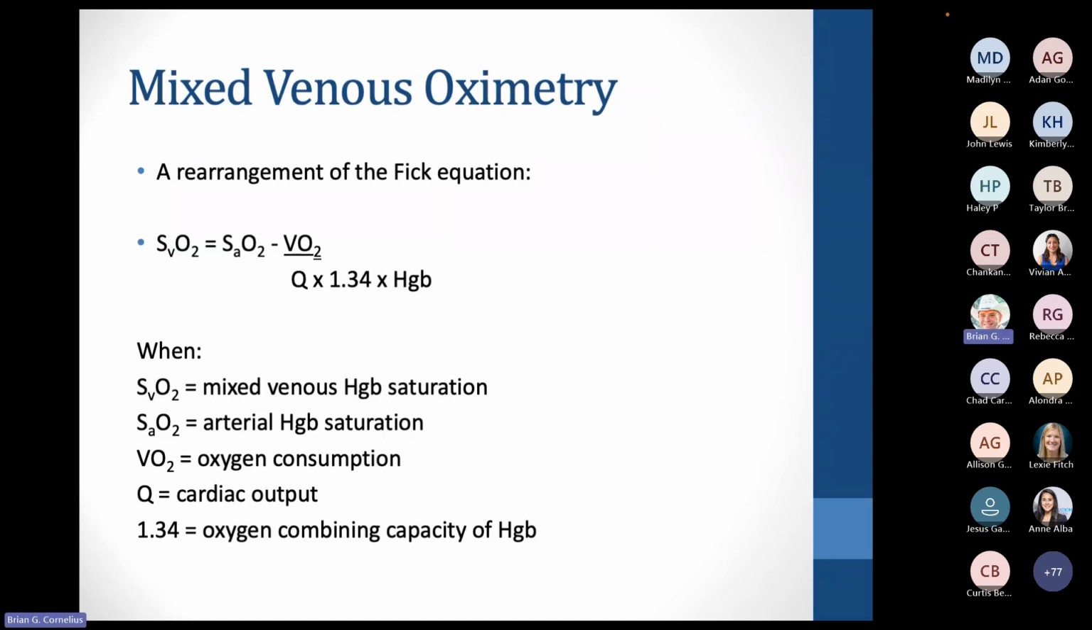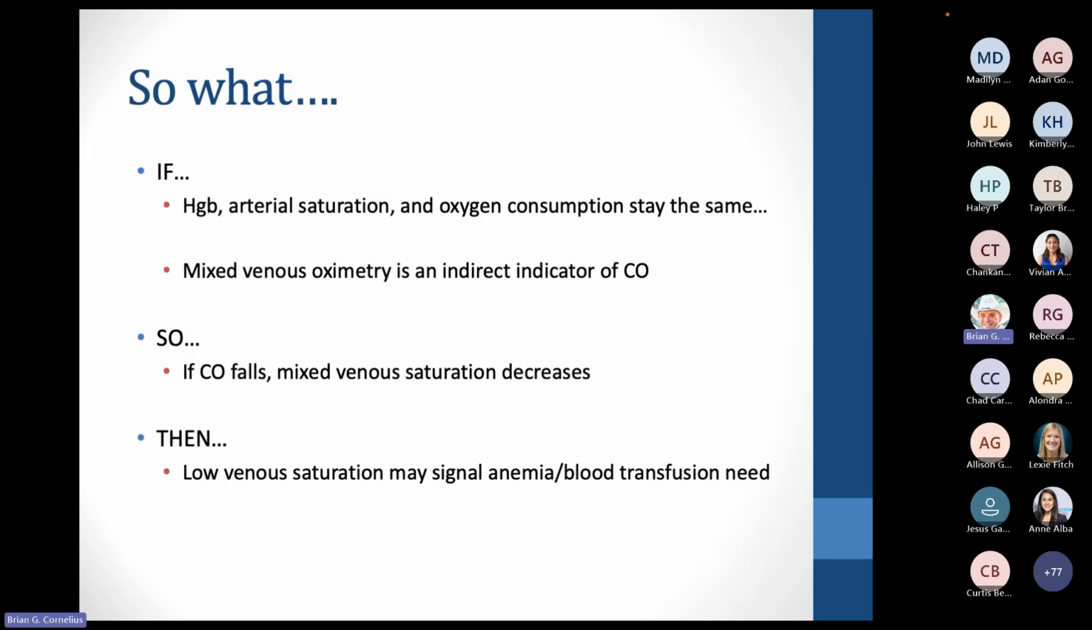This has fallen out of favor, but for a long time we were using mixed venous oximetry as an evaluation of patients' cardiac output and shock. It's not quite as popular as it was as we've turned to TEEs and other less invasive monitors like lactate and stuff like that. But you may see that mixed venous oximetry is still used. It's just not very common anymore. So this is an example of when you could use that mixed venous oximetry.